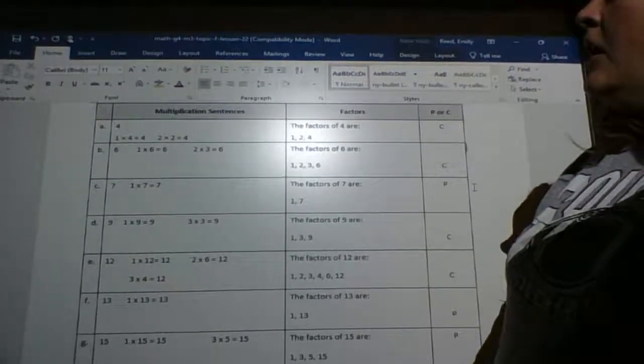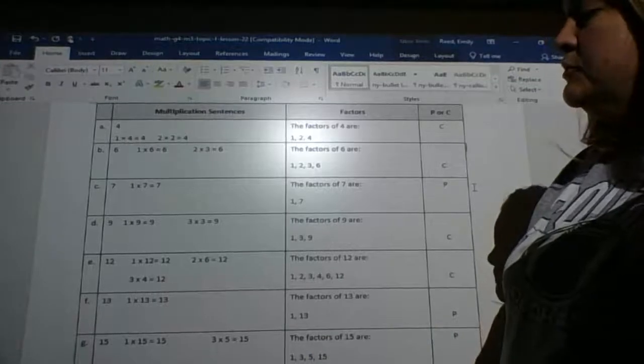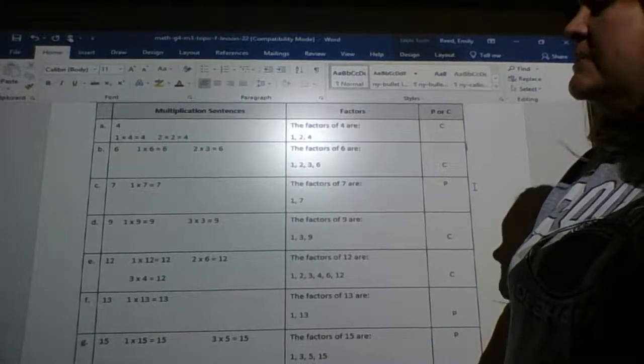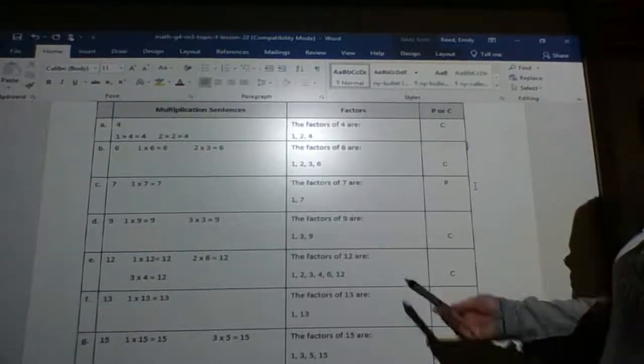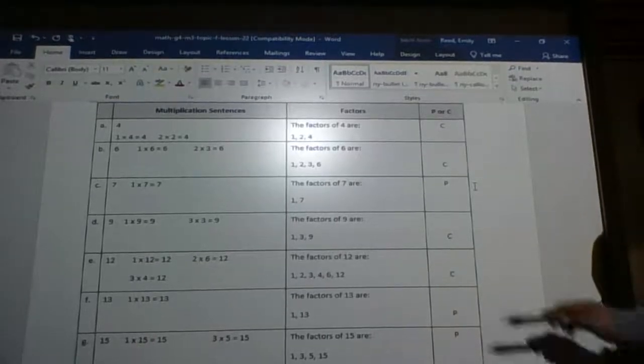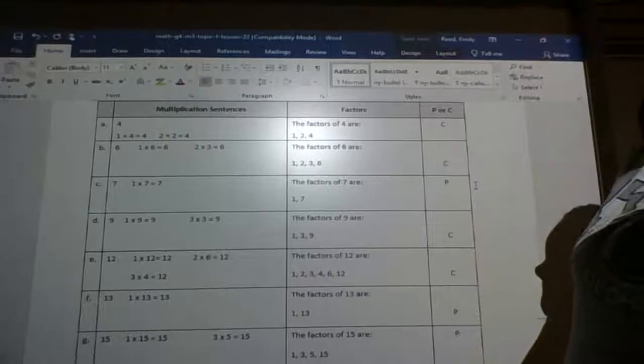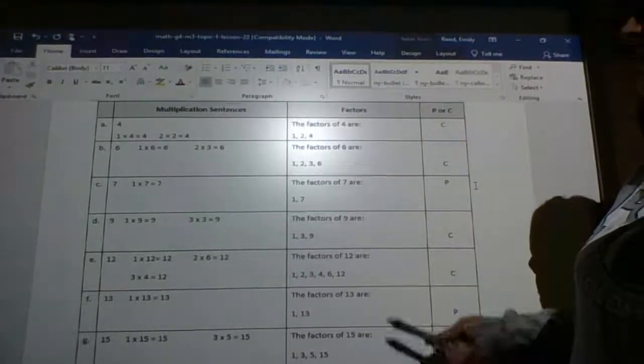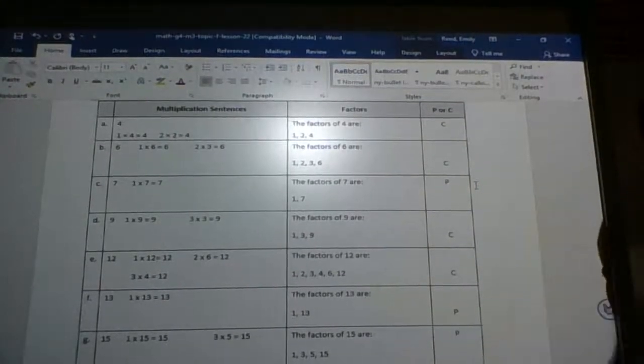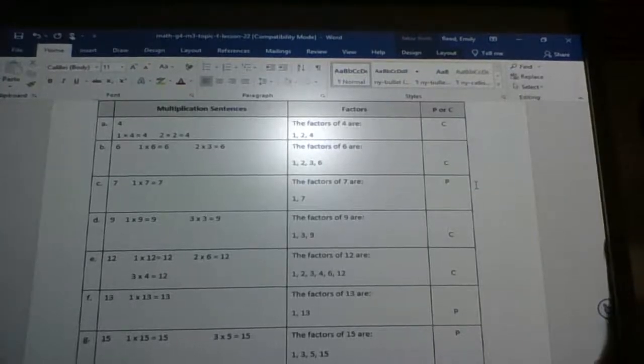factors. On E, the multiplication sentences for 12 are 1 times 12, 2 times 6, 3 times 4. The factors are 1, 2, 3, 4, 6, and 12, and it is composite. On F, the multiplication for 13 is 1 times 13. The factors are 1 and 13, and that makes it prime because it only has 2 factors.